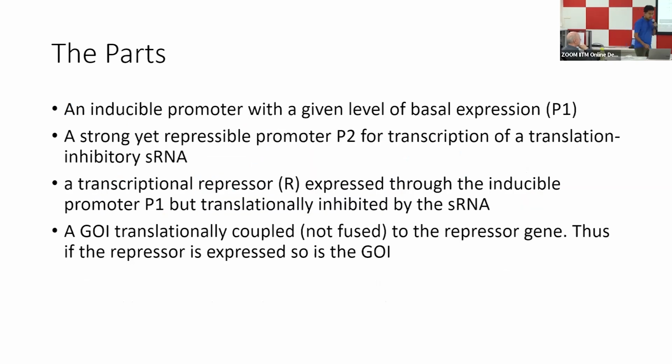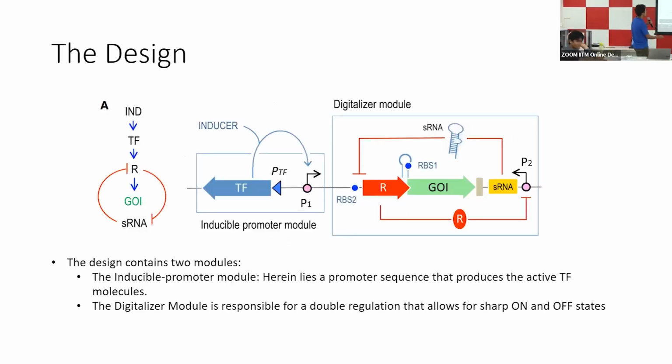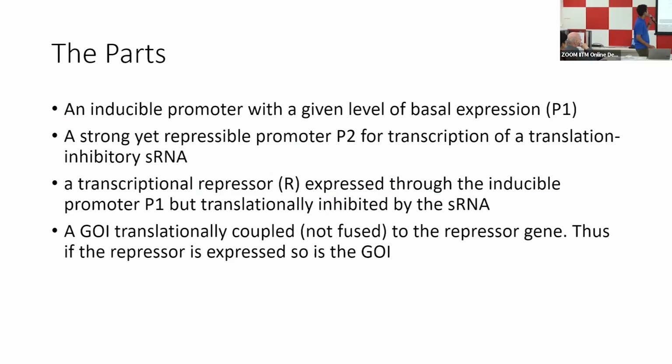Moving on. So there are three main parts of the system. There's an inducible promoter that will have a given level of basal expression, which we will call the off state, and it will have a strong promoter for the sRNA. But this promoter will be repressible by a repressor that will be transcribed, as we saw in the previous design, by this repressor sequence over here.